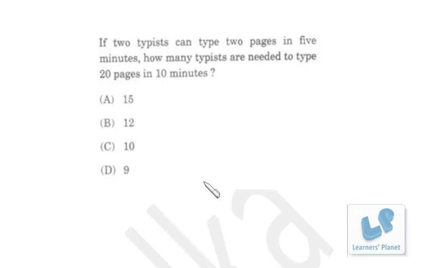Now, this problem. If two typists can type two pages in 5 minutes, how many typists are needed to type 20 pages in 10 minutes? You can do this problem even verbally, and even the unitary method can be used. Number of workers, pages and time, right? Two workers type two pages in 5 minutes. How many typists are required? So X workers are required to type 20 pages in 10 minutes.